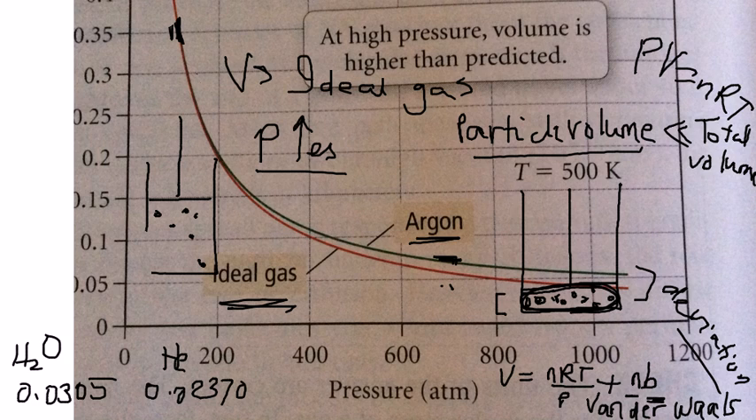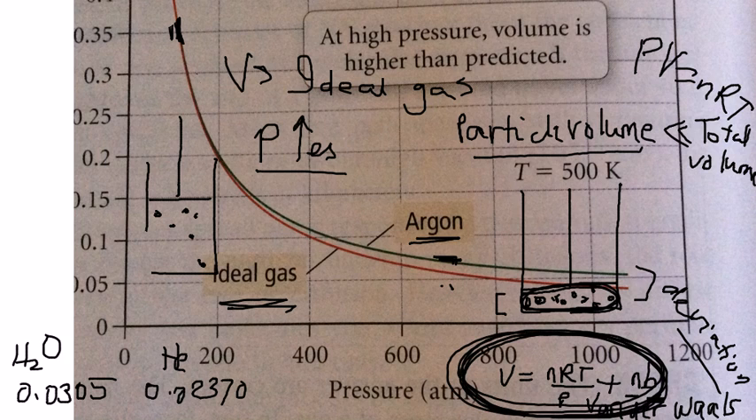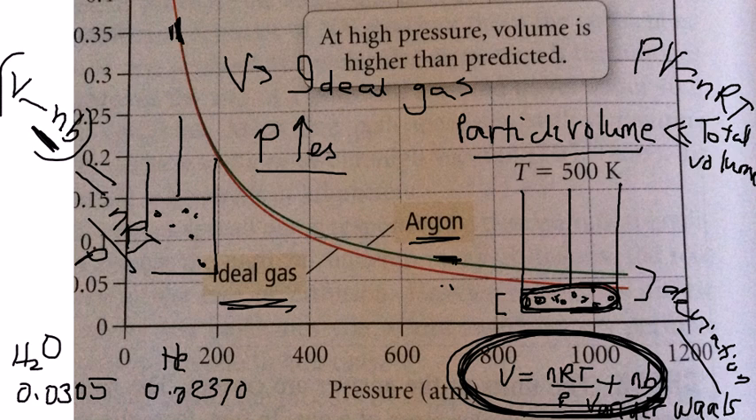So realize that for van der Waals real gases, if you were to find out the volume, you would say that volume is equal to nRT divided by P plus nB, or that V minus nB will be equal to nRT over P. So if you remove the volume correction, you will essentially end up with the volume of the ideal gas behavior.